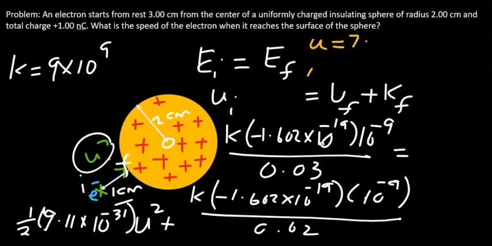u is 7.26 times 10 to the power 6 meters per second. And that solves the problem.